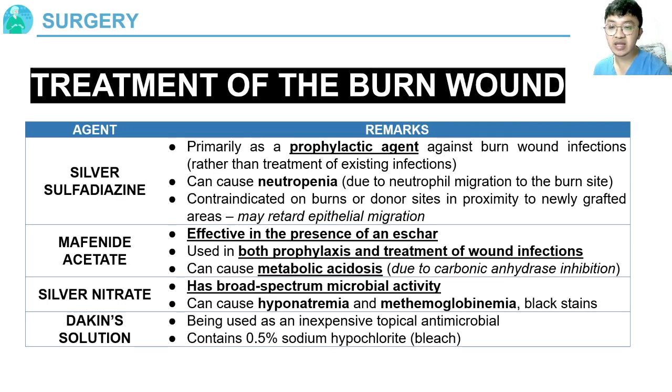Next, you have your mafenide acetate, which is effective because it penetrates eschar, as compared to silver sulfadiazine, and it's used both in the treatment and prophylaxis of wound infection. So silver sulfadiazine, more of prophylaxis, your mafenide acetate, both prophylaxis and treatment. It can cause metabolic acidosis, however, because it inhibits carbonic anhydrase. Your mafenide acetate, your MA, causes metabolic acidosis, MA. So first letter is the same, mafenide acetate, metabolic acidosis. For silver nitrate, it has broad-spectrum microbial activity and can cause hyponatremia and methemoglobinemia. Okay. Dakin's solution is used as an inexpensive topical antimicrobial and contains 0.5% sodium hypochlorite.